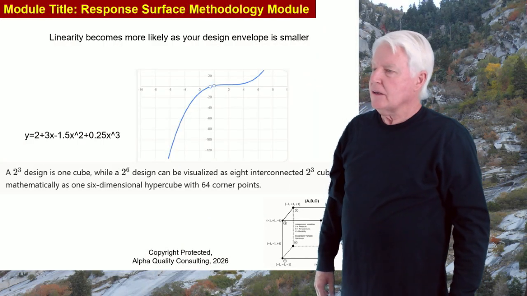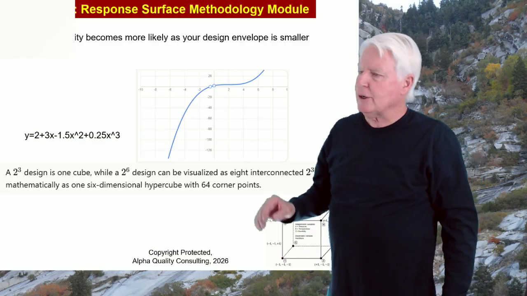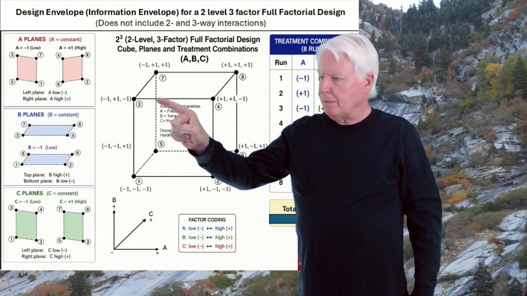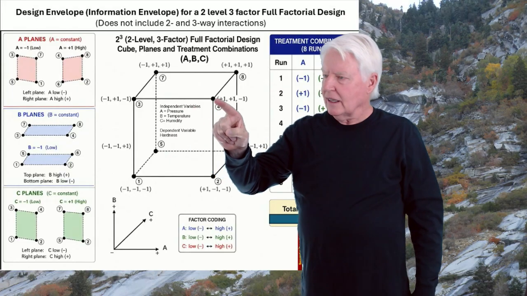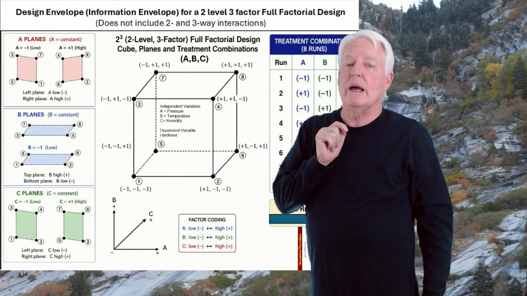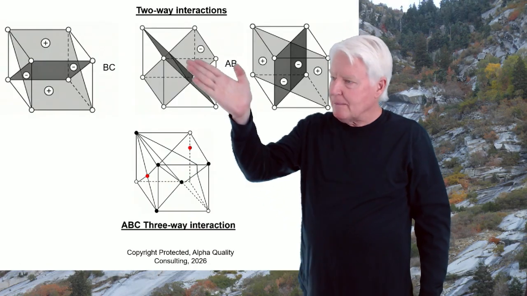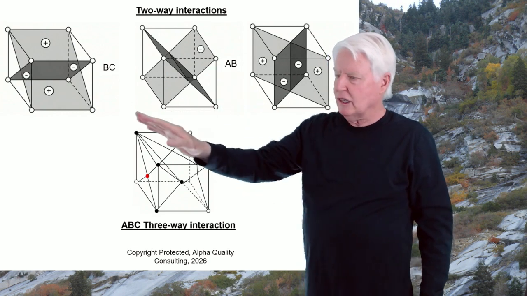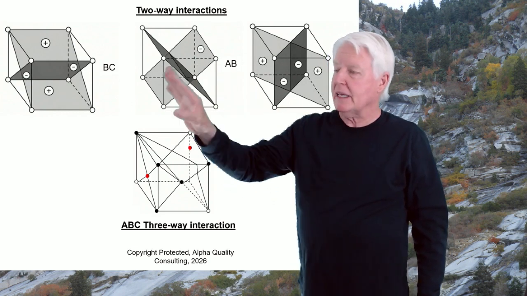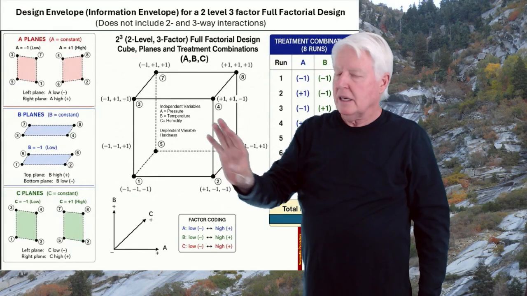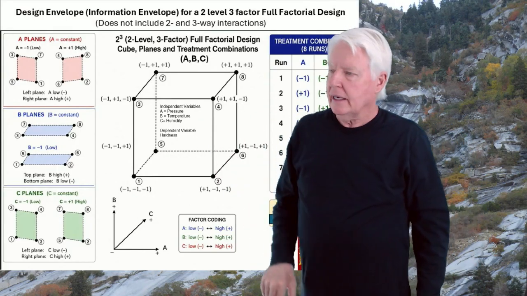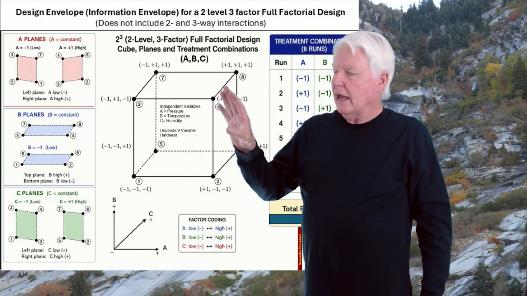Okay, so hopefully that was helpful. Now you have to remember the nature of things. The further apart these are, the less likely those planes will be flat. I'm assuming these planes are flat and everything is linear. If it is, I can predict anything within this cube. If it's not linear, then I'm going to have some error in the design envelope, and you don't want that.